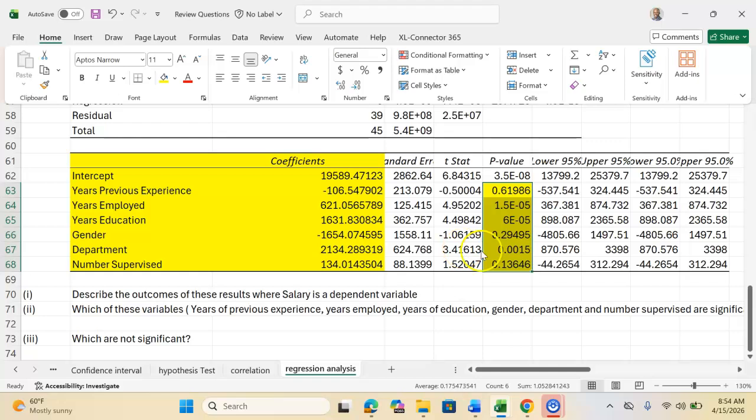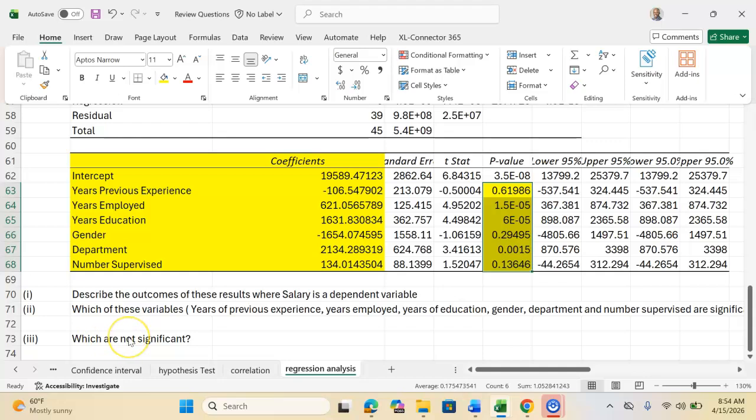Department as well has got a probability value which is less than 0.05. So we can say that this amount is actually significant. Number supervised, we have 134 as our slope, but the p-value is greater than the significance level. So number supervised is not significant.